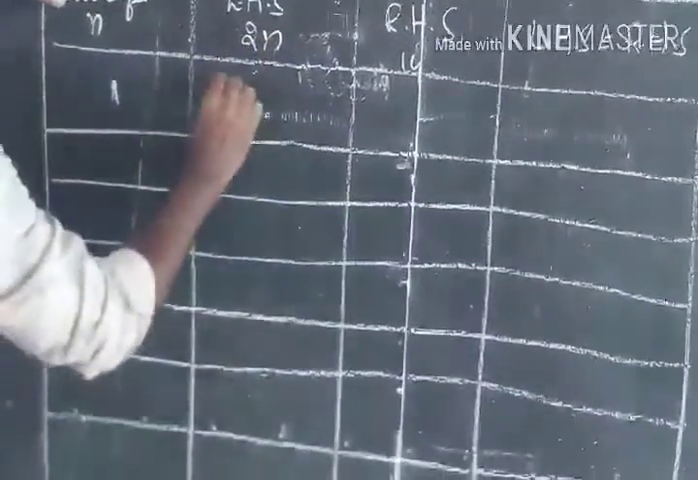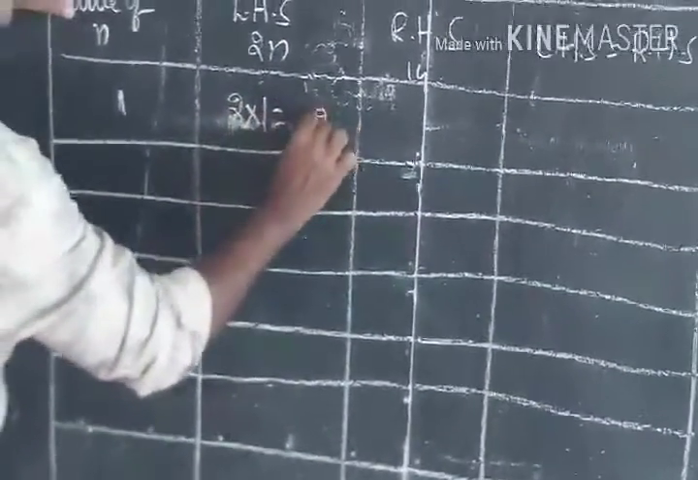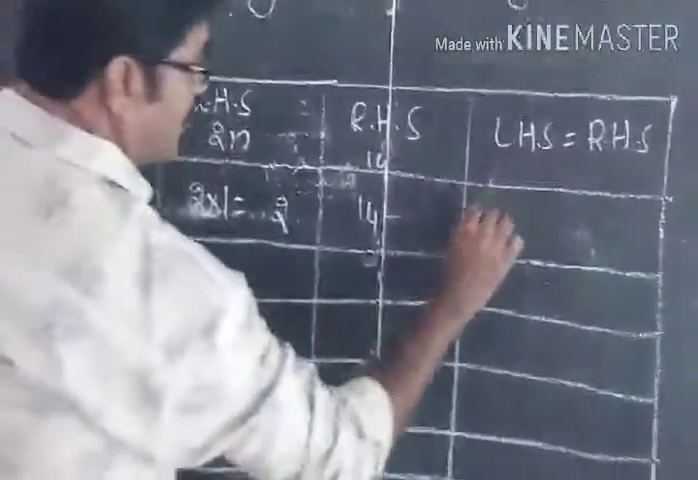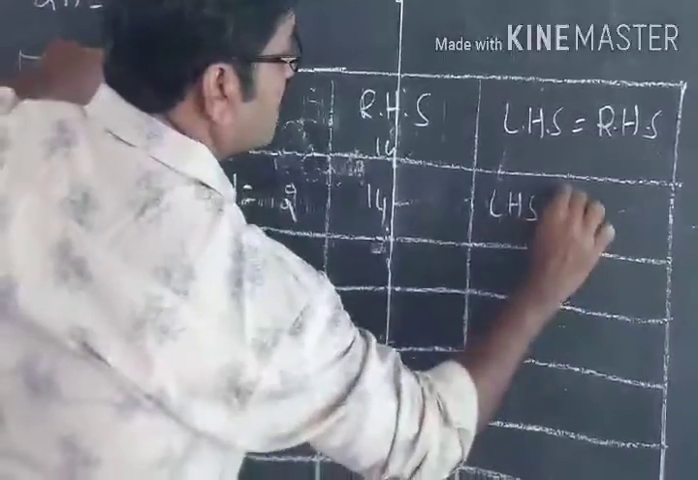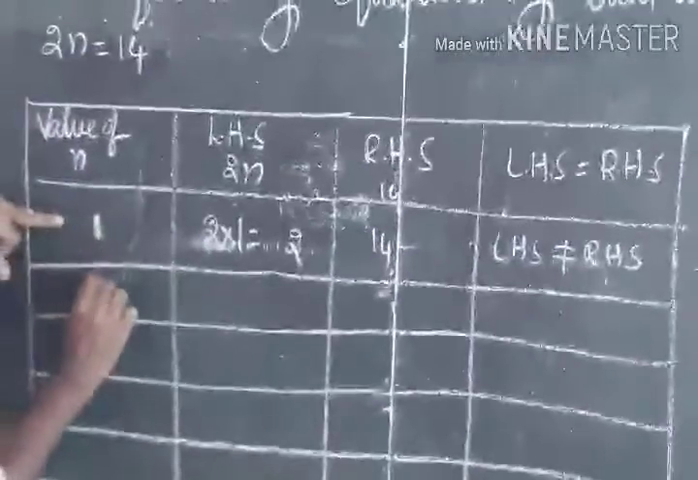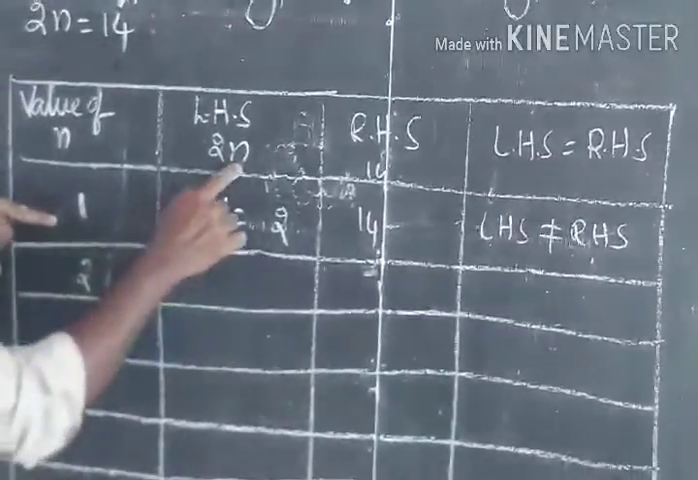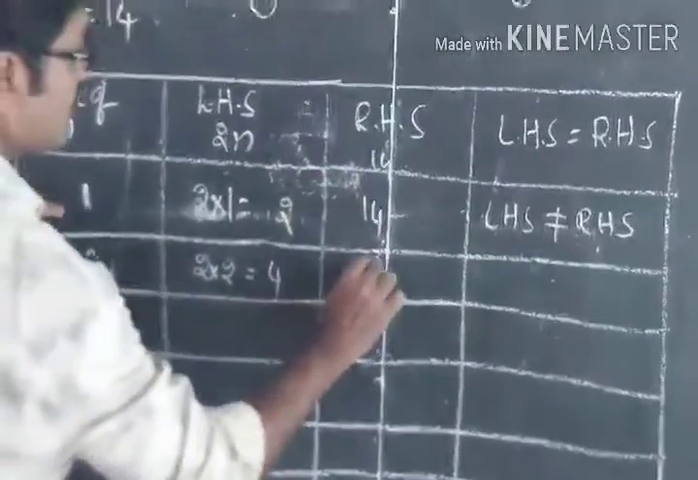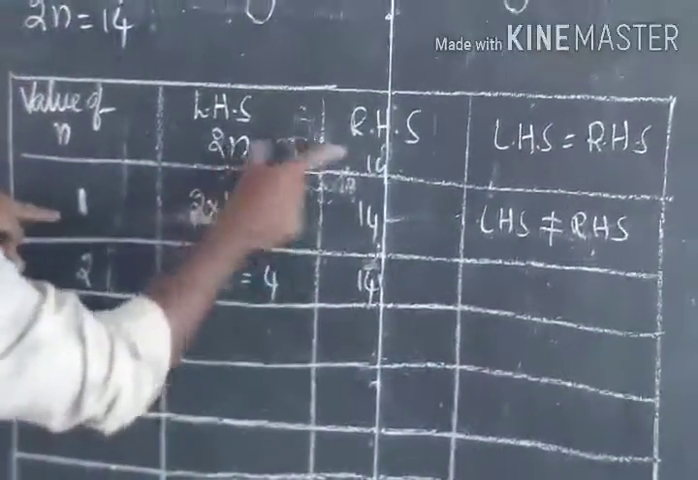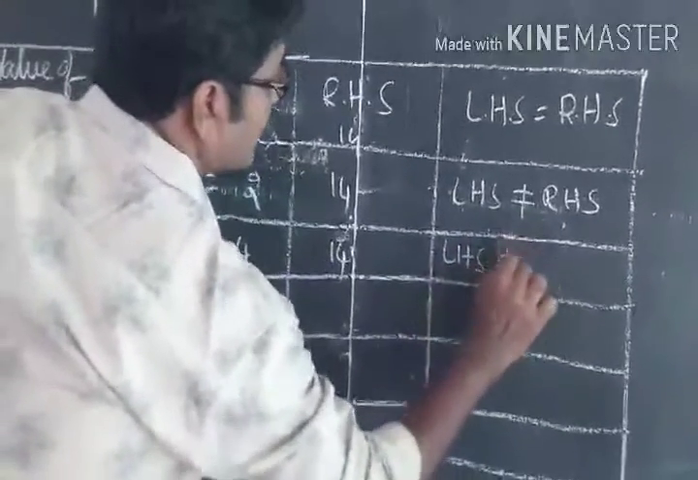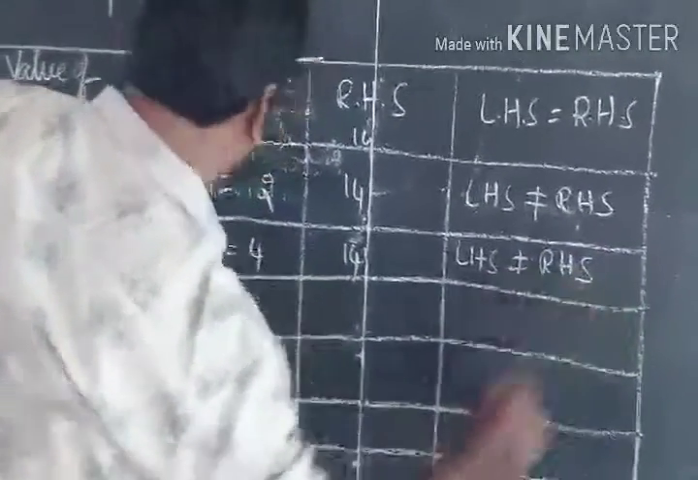In place of n, 1. 2 into 1 is equal to 2. RHS how much is there? 14. Both are equal? Not equal. LHS is not equal to RHS. Next, n is equal to 2 you want to take. In place of n how much you have to write? 2. 2 into 2 is equal to 4. RHS how much is there? 14. Both sides are equal? Not equal. LHS is not equal to RHS.